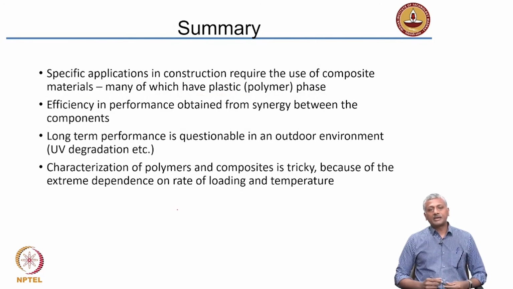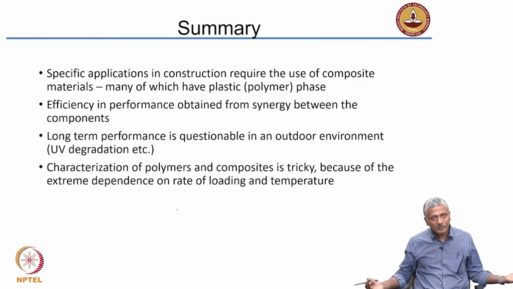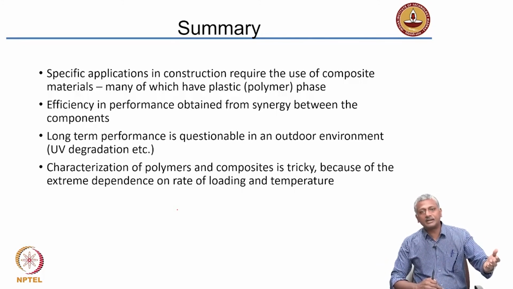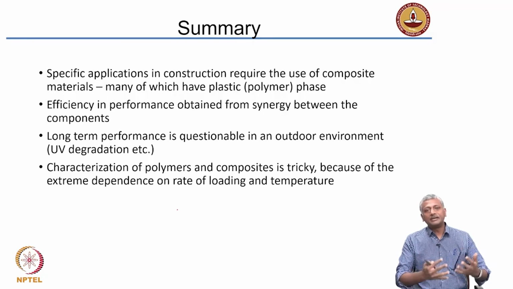So to summarize this chapter on polymers and composites, we have specific applications in construction that require the use of composite materials, okay, and in many instances we have plastic as the phase that is present in the composites, the binding phase or matrix phase. So efficiency in performance is obtained from the synergy that the different components exhibit when they come together. Individually they are performing differently, but when they come together, there is a synergistic effect that results in the performance of the composite.